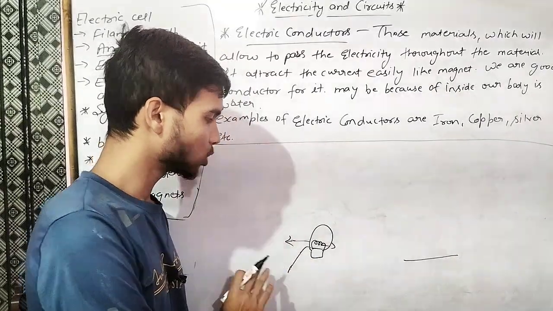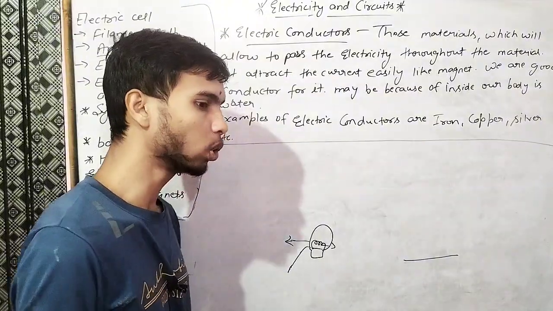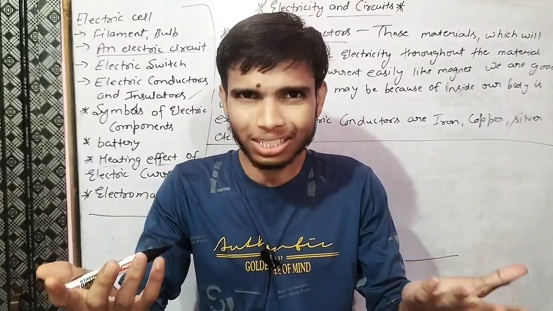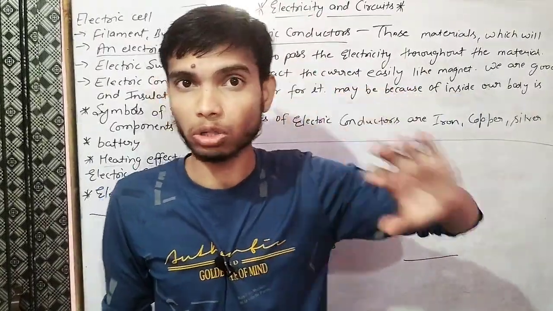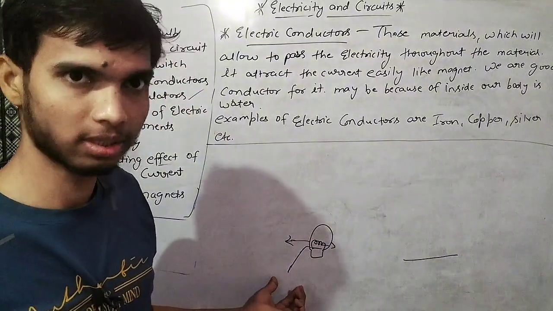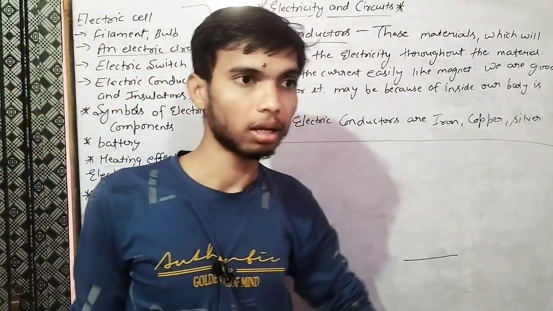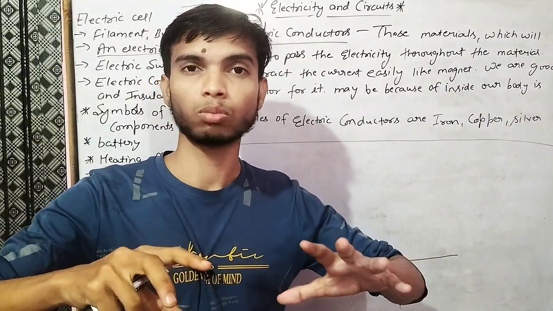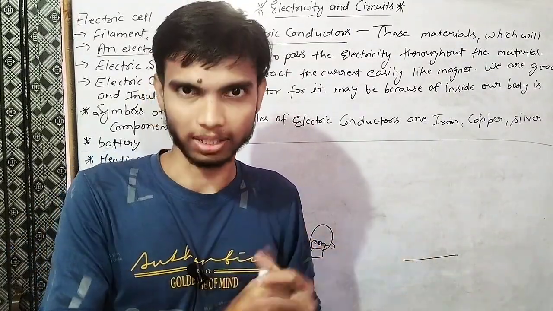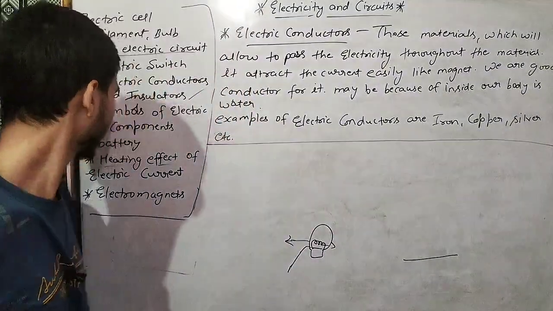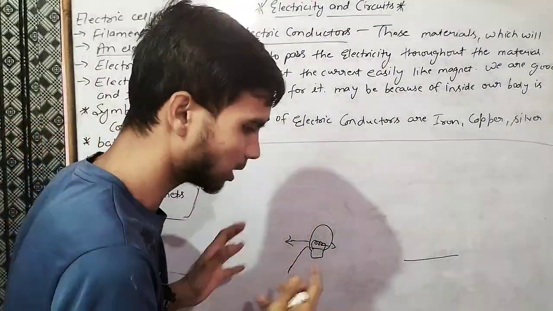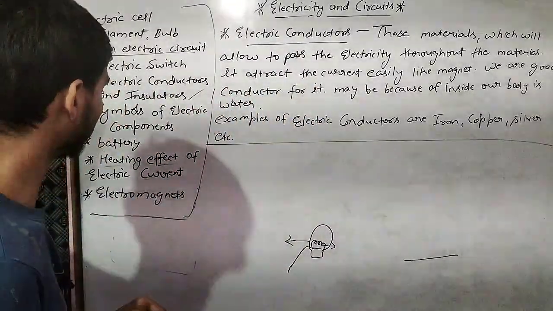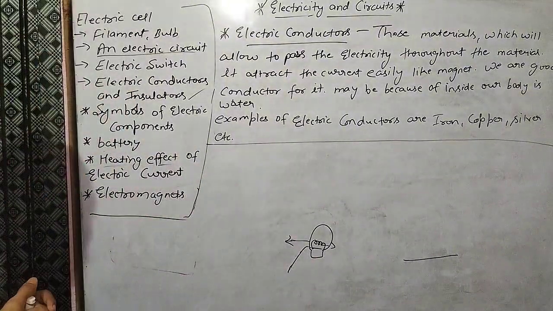Clear? So why does it heat? When high electricity is being provided through a wire, and the wire is thin and short, then it will take less time to burn the wire. Okay. This heating that is happening is known as the heating effect of electric current.